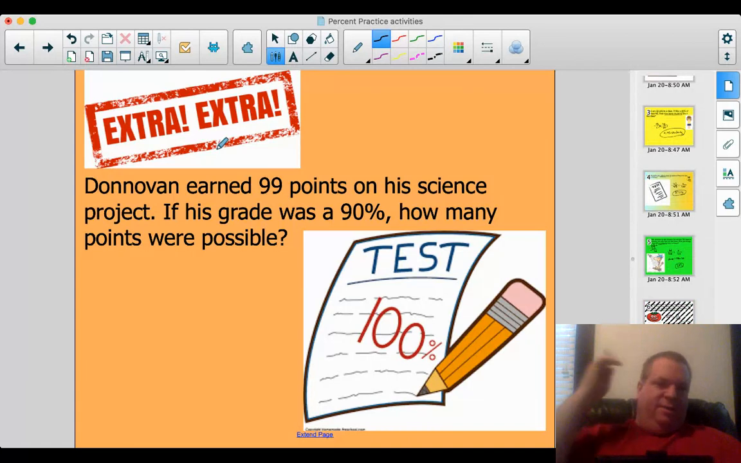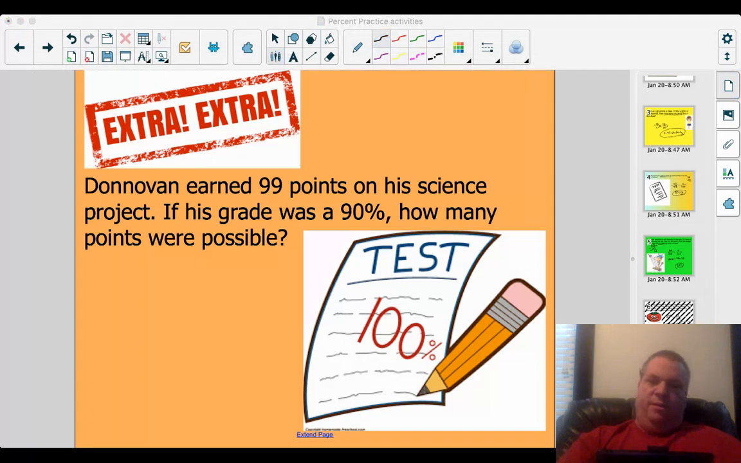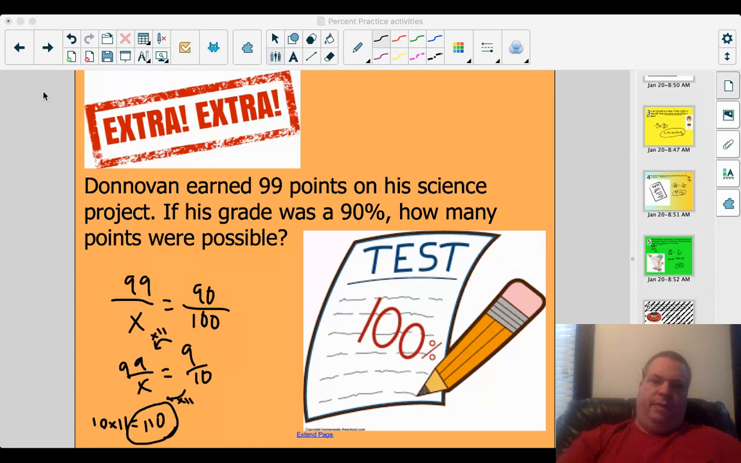All right, let's try this one. Good luck. All right, so hopefully you got 110 for your answer. 110 points possible was the correct answer. So setting this up, you got a 90%. There's my percent. 99 is the part that he got right. I just want to know how many questions there were total. Now, I decided to take a little bit of a different approach here. We could right from here do our cross multiplying, and that works just fine. But I saw an opportunity to make the numbers a little more manageable, and I took it.